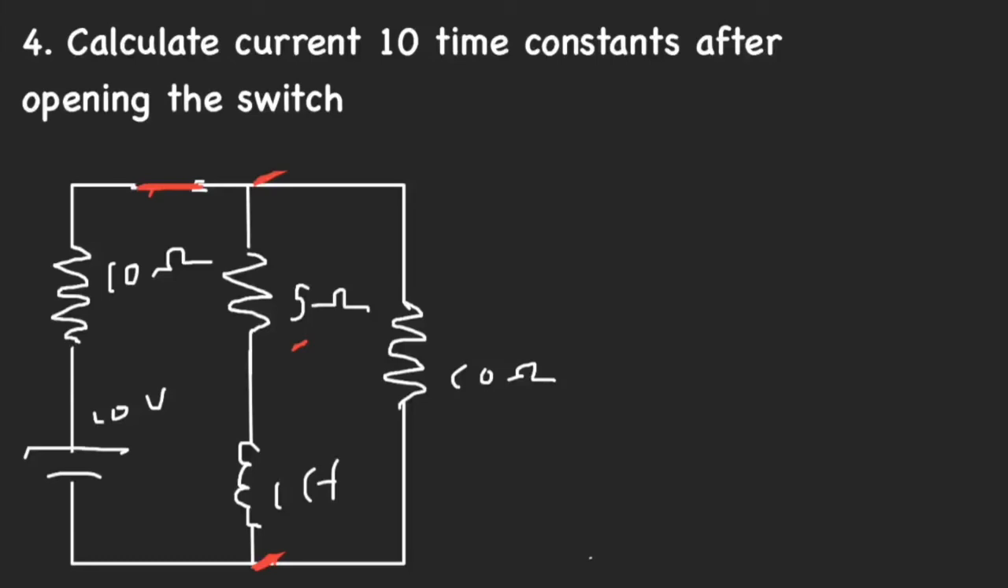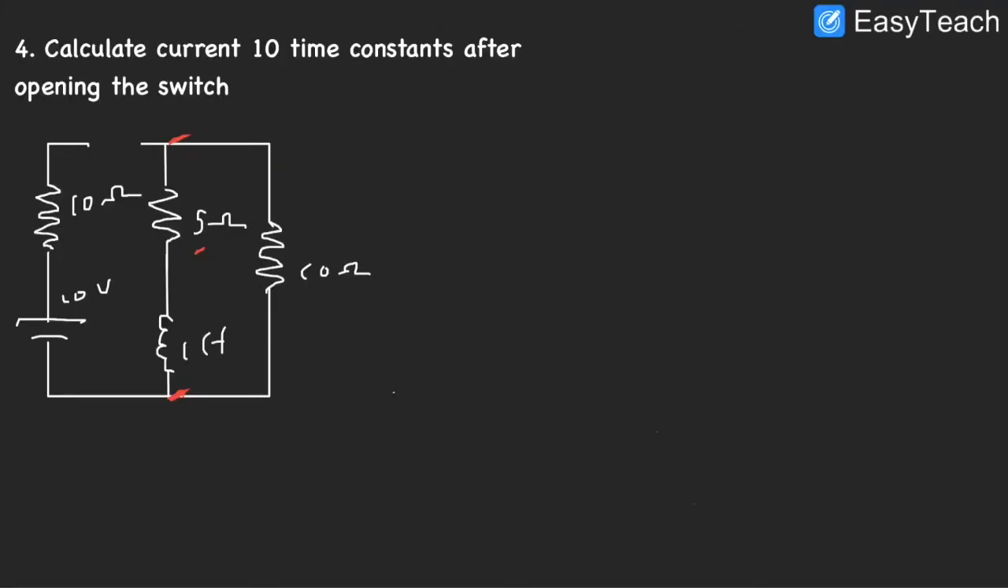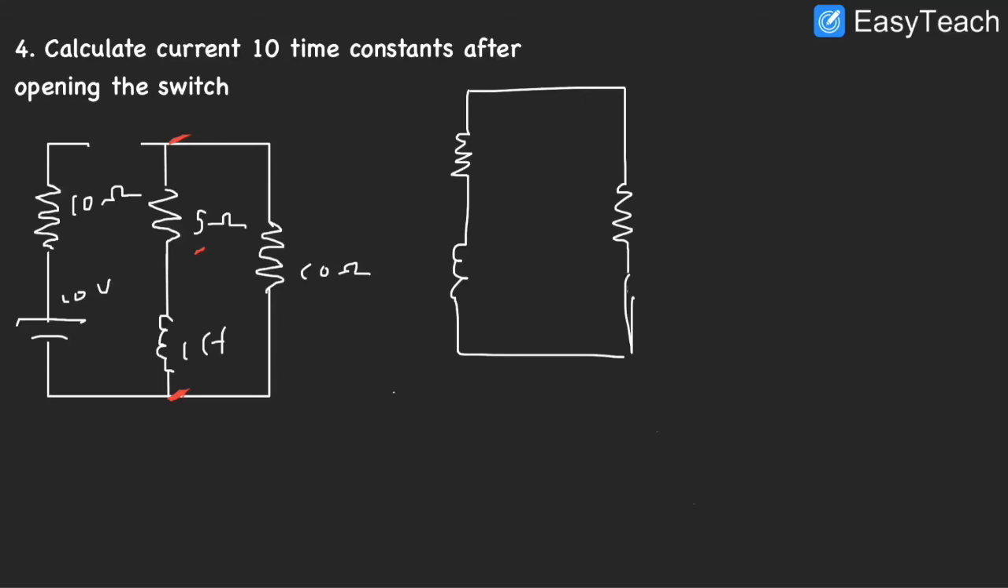So it says calculate current 10 time constants after opening the switch. So the switch here is going to open at t equals 0. And after that, the circuit is just going to be, we have our 5 ohm, we have our inductor, and we have our 10 ohm resistor. Okay, so this is going to be our circuit after time t equals 0. And we're being asked to find the current after 10 time constants.